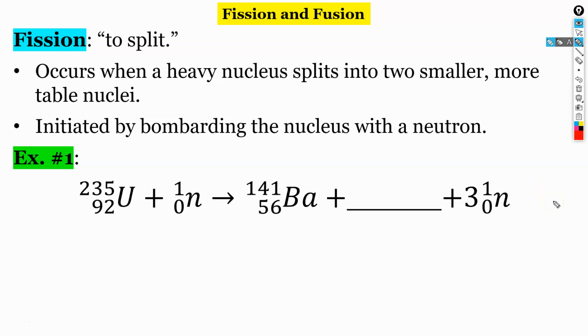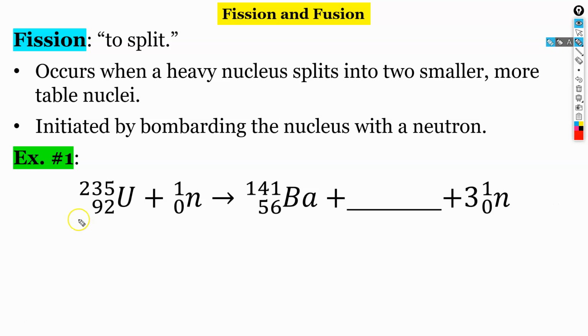In this lesson, we're going to go through fission and fusion, both terms you've probably heard before. So fission means to split. So when we talk about splitting an atom, this is what we're talking about. Fission occurs when you have a heavy nucleus and it splits into two smaller, more stable nuclei. That's initiated by bombarding the nucleus with a neutron.